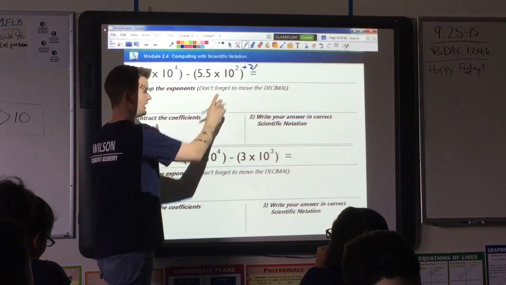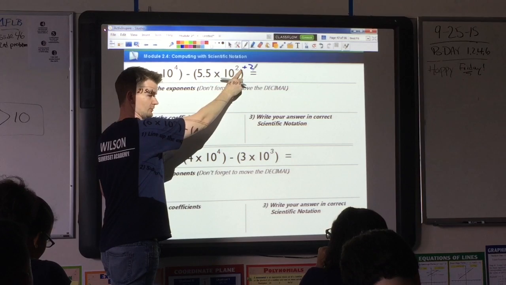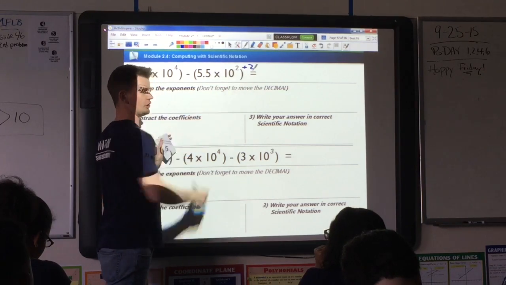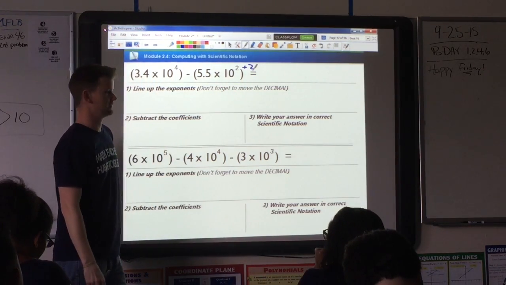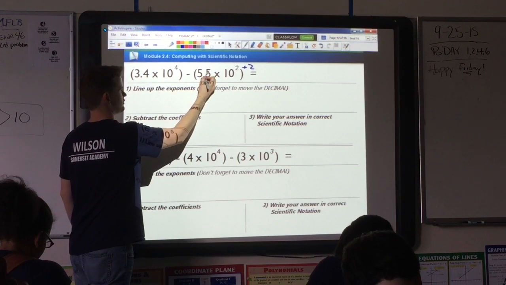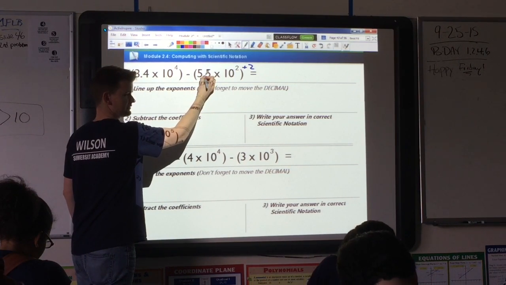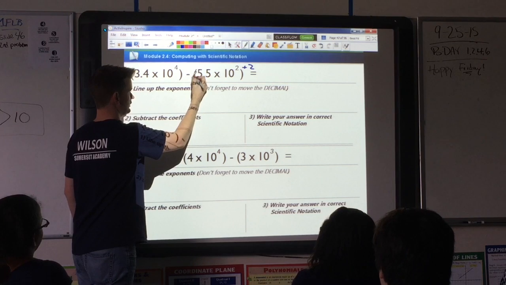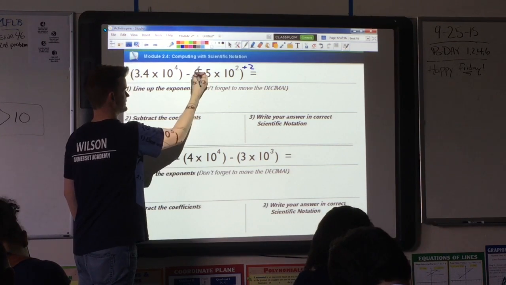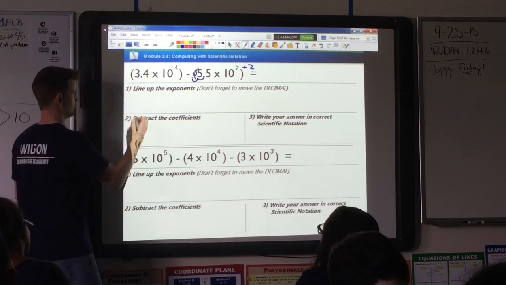So you're with me? We're going to add 2. If my exponent gets larger, my coefficient must get smaller. So which way are you moving it? To the left. To the left, how many times? Twice. Twice now. 1, 2. What goes in the gap? 0. Alright, so we'll write out this problem again.